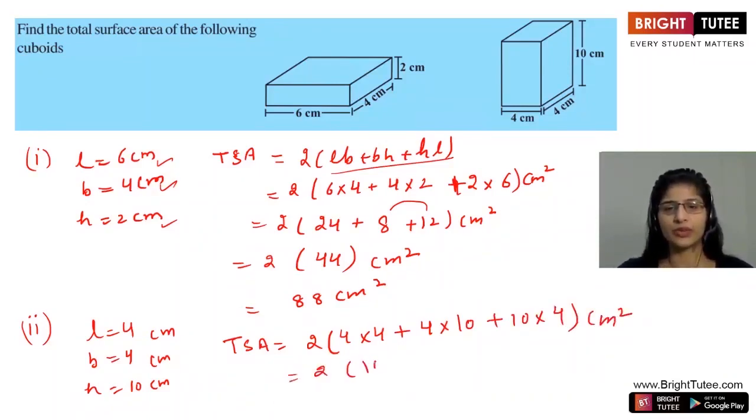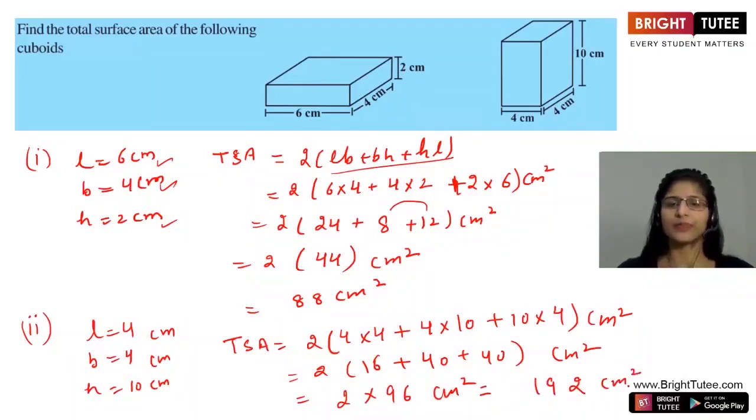So 2 into 4 fours are 16, 4 tens are 40, and 4 tens are 40. So we have 40 plus 40 as 80, 80 plus 16, 96. 2 into 96 square centimeter, 2 sixes are 12, 2 nines are 18, and 1 is 192 square centimeter. So 192 square centimeter is the area, or we say the total surface area, for the second cuboidal block that is given to us. Right? So we have calculated the total surface area of these cuboids.